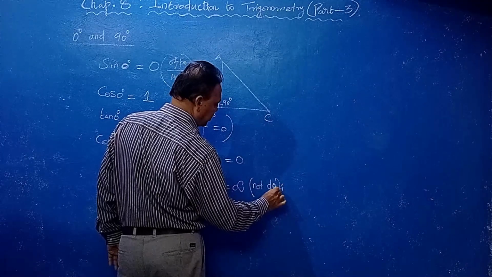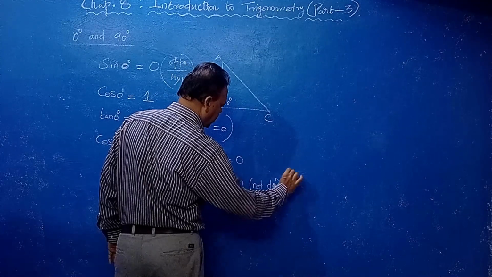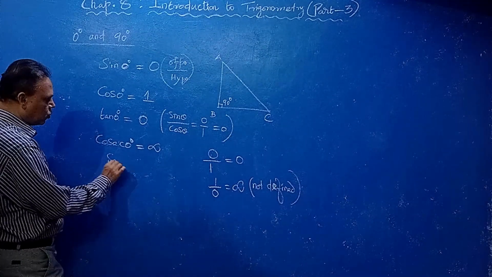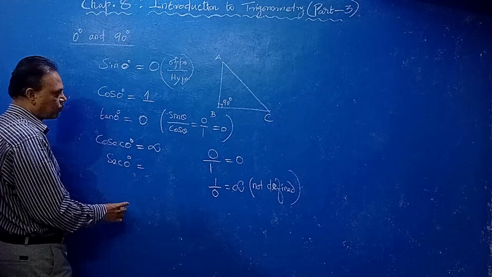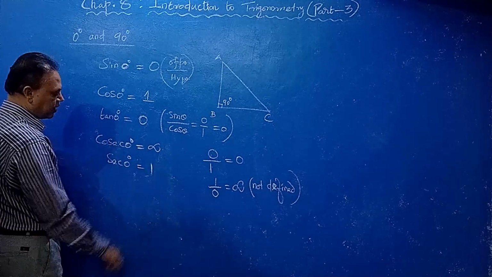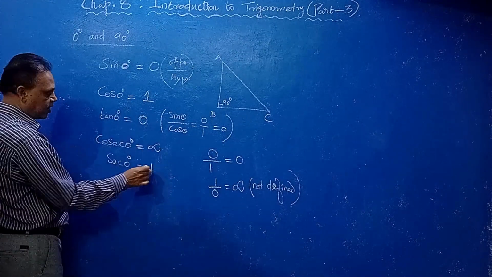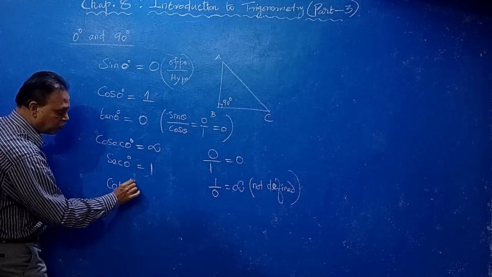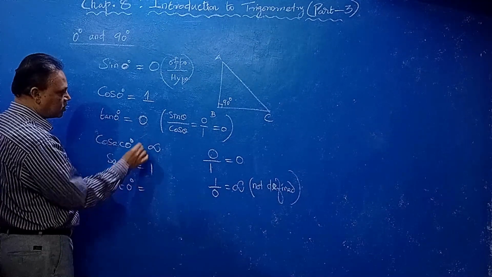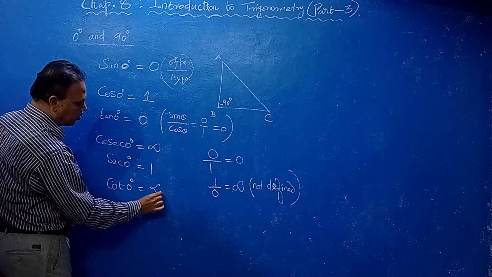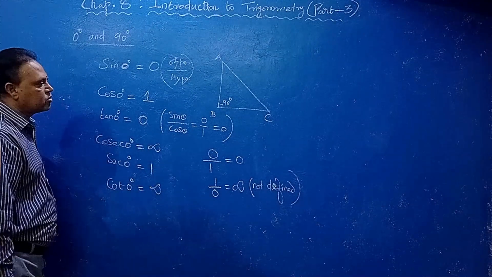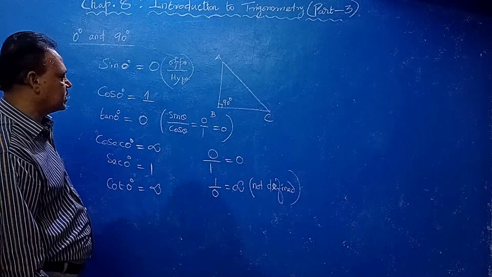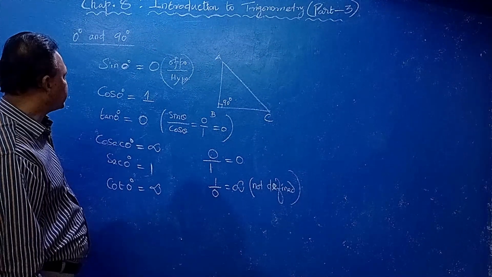Not defined, because it is simply infinity. Okay, not defined. Now sec 0. What is sec 0? 1 by 1 is 1, and the reciprocal of 1 is... tan 0. Oh, sorry, cot 0. Cot 0 is the reciprocal of tan 0, and the reciprocal of 0 is again not defined. Okay, so this is very important. It's very important. Clear?